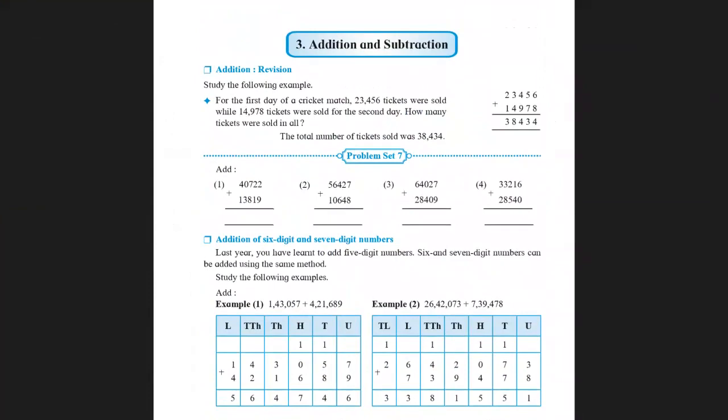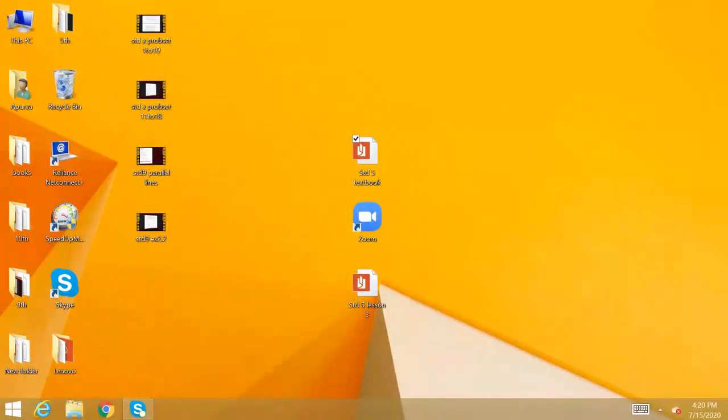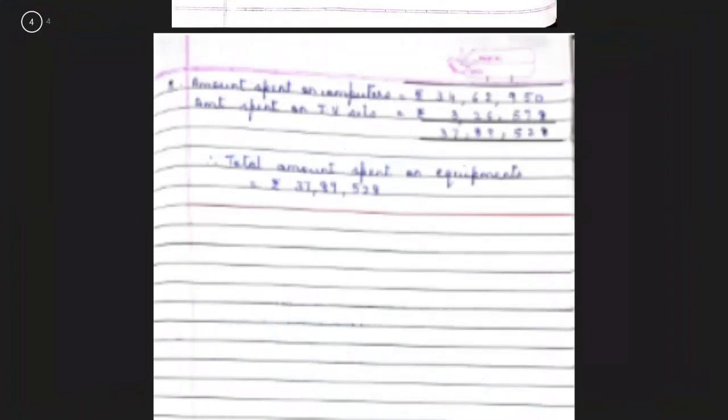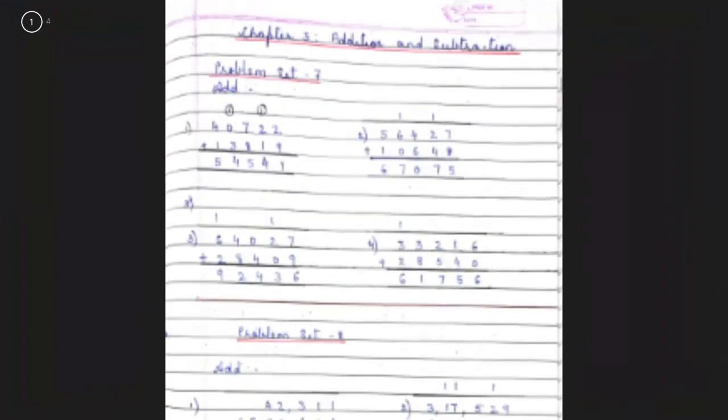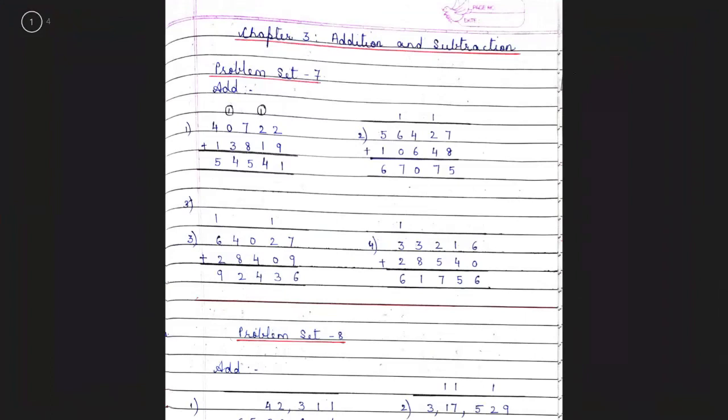Okay, so I have done this for you. We'll just see how it is done. The first one, 40,722 plus 13,819. Now, children, when you write this, remember, you start from the units place and you go up to the higher place values. The second number that you write, see that it is written in the same order.